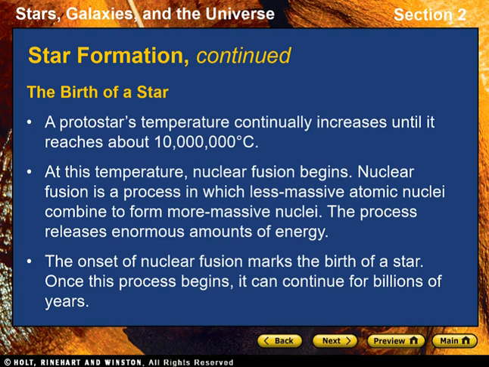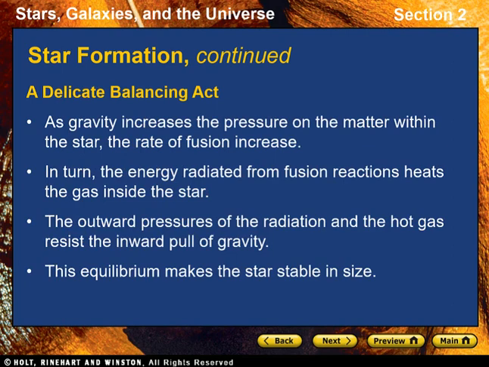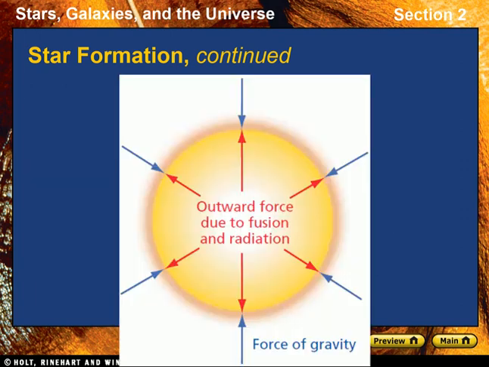Once nuclear fusion begins in a star, the process can continue for billions of years. A delicate balancing act. As gravity increases the pressure on the matter within the star, the rate of fusion increases. In turn, the energy radiated from fusion reactions heats the gas inside the star. The outward pressures of the radiation and the hot gas resist the inward pull of gravity. The stabilizing effect of these forces is shown in Figure 3 on the screen here. This equilibrium makes the star stable in size.